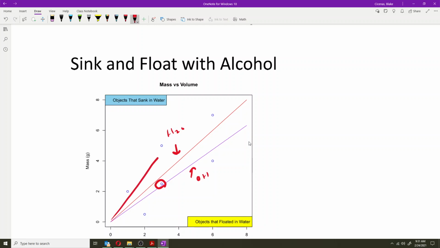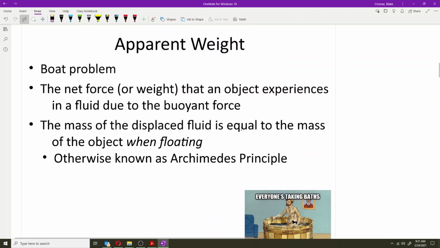I could do one for vinegar, which is slightly more dense, or oil, which is slightly less dense, and so forth. And then we can have a profile of where objects will sink and where they will float in various different liquids. So you can keep going with the idea that we started with water and whether things sink and float in water.